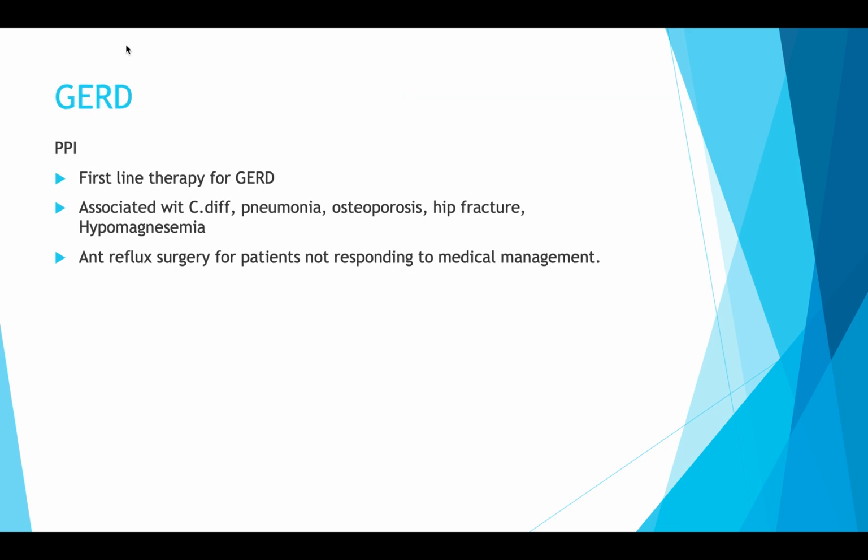Now, let's talk about PPI. This is a very important, high-yield slide, because everybody uses PPIs nowadays. It's pretty common, so as a result, you have to know the side effects for the ABIM. They are allowed to test this. It's the first-line therapy for GERD. Know that it's associated with C. diff: there's an increased risk of Clostridium difficile infection, increased risk of pneumonia, osteoporosis and hip fracture, and also electrolyte problems such as hypomagnesemia. Like I said, if the patient is not responding to the PPI, you need to increase it to twice daily.